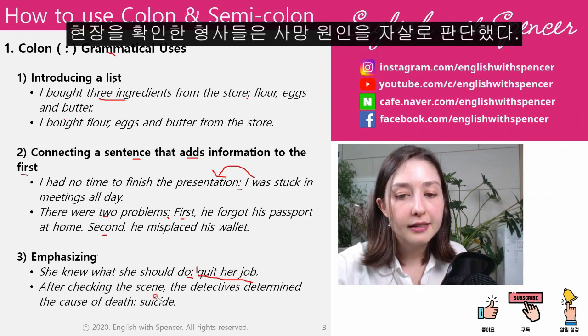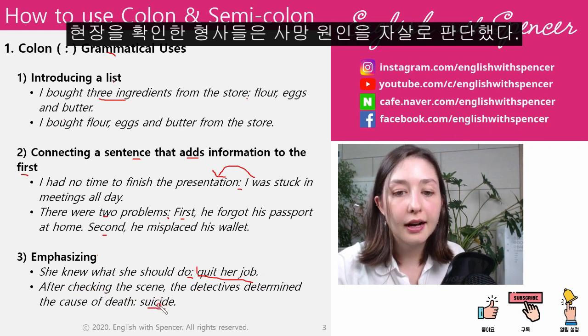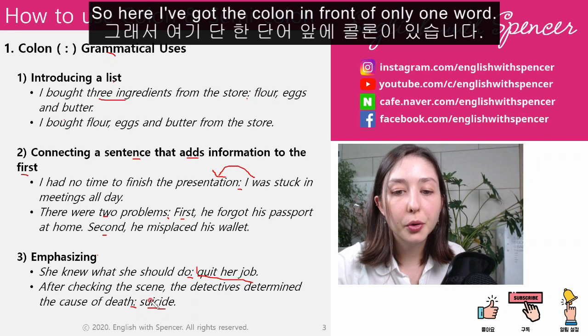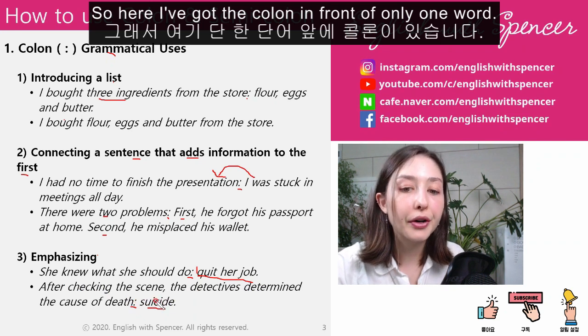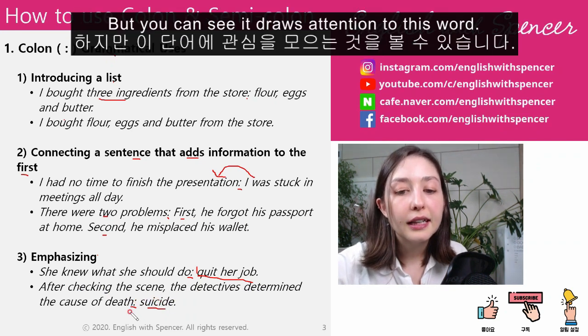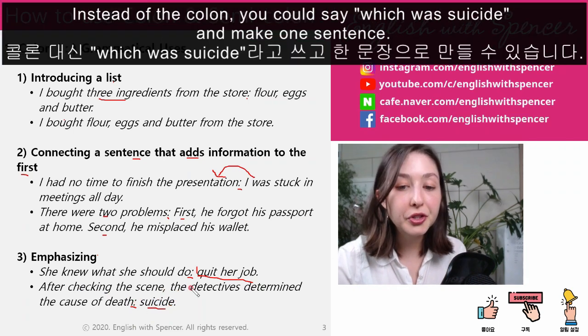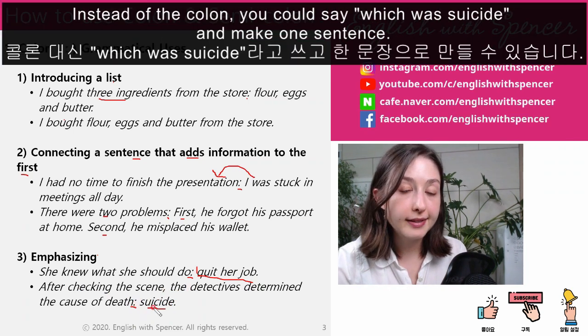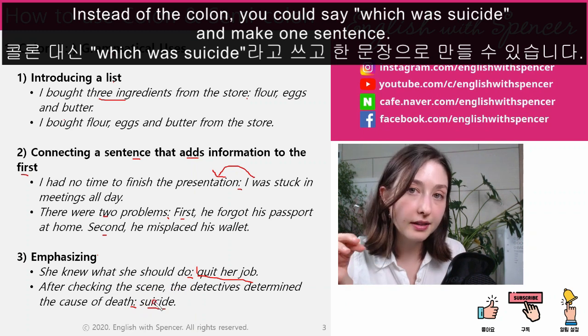After checking the scene, the detectives determined the cause of death: Suicide. So here I've got the colon in front of only one word, but you can see it draws attention to this word. Instead of the colon, you could say "which was suicide" and make one sentence.